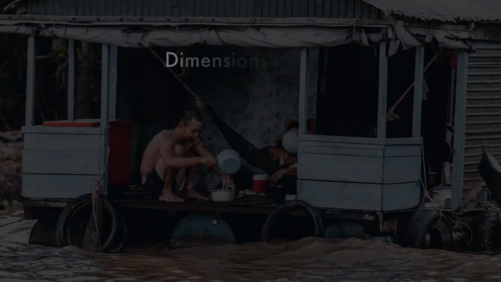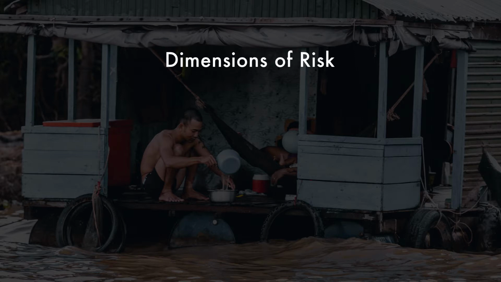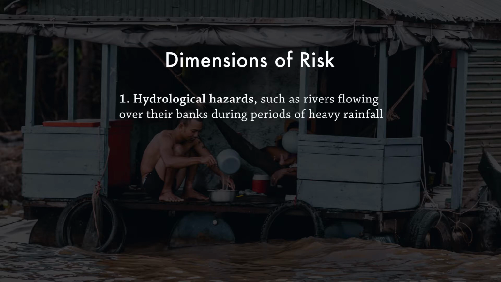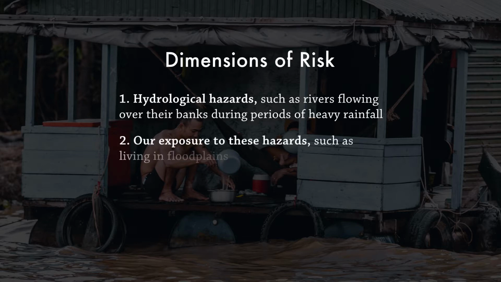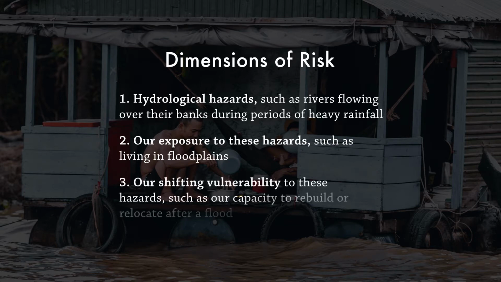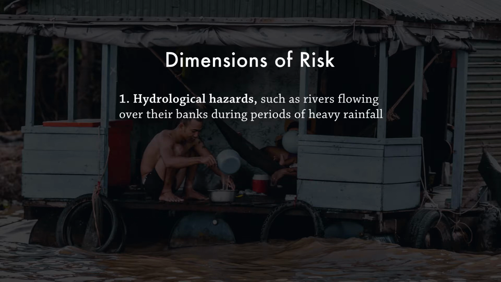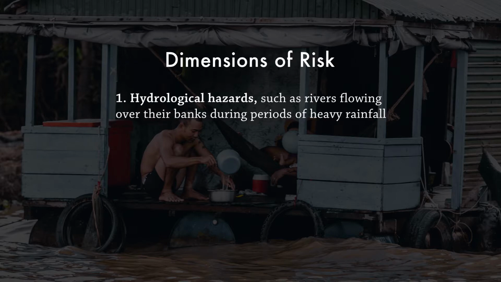Well, first, consider the fact that risk is not as simple as it sounds. The risk posed by flooding is actually a complex interaction between at least three things. 1. Hydrological hazards, such as rivers flowing over their banks during periods of heavy rainfall. 2. Our exposure to these hazards, such as living in floodplains. And 3. Our shifting vulnerability to these hazards, such as our capacity to rebuild or relocate after a flood. It may not surprise you to hear that most of the attention has been placed on number 1, hazards.